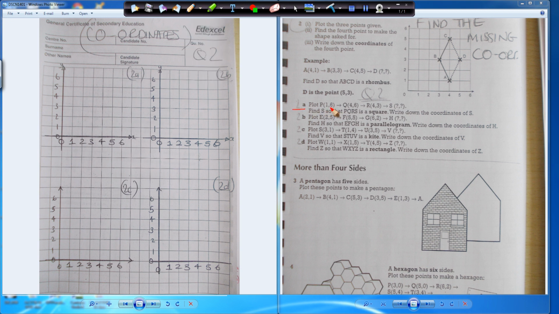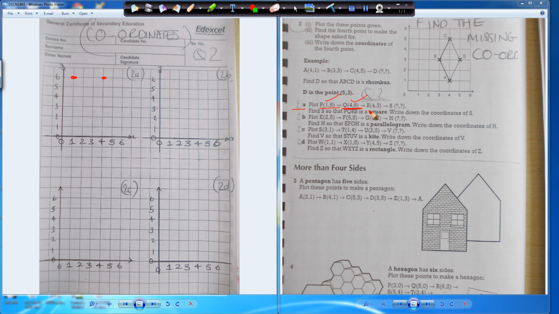So we've got to plot 1, 6. So here's 2A. There's 1. And here is 6. So that point has been plotted. The next point is 4, 6. So, Sufyan, I've got across by 4 and up by 6. Am I in the right place? Yeah. Okay, lovely. That one's done.